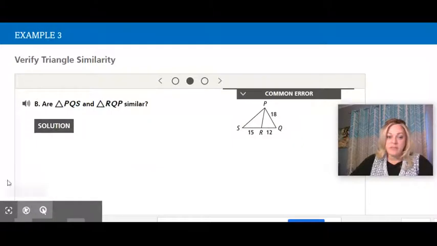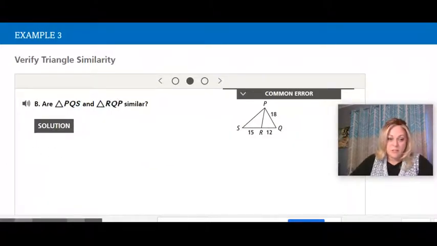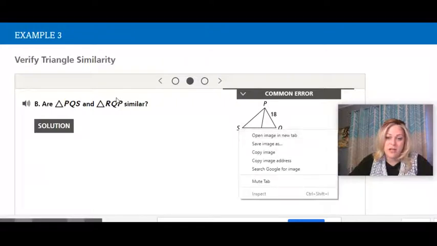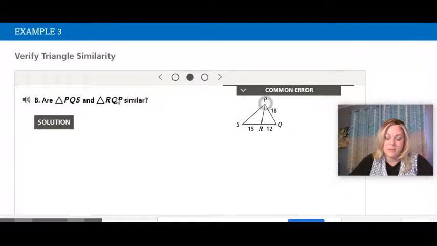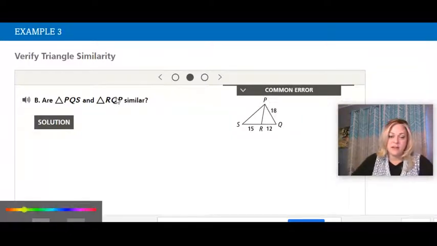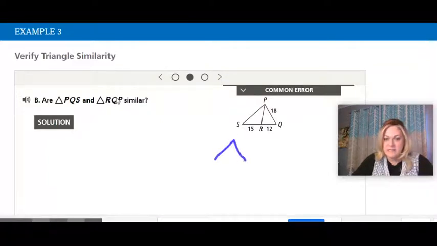This one's a little bit more tricky. It says, are these triangles similar? PQS. So I'm going to start and look at PQS. So that big triangle, is it similar to RQP? So I'm going to redraw these so that they are all sitting in the same direction. So I'm going to go like this. And this is the bigger triangle. I know I'm not the best drawer.